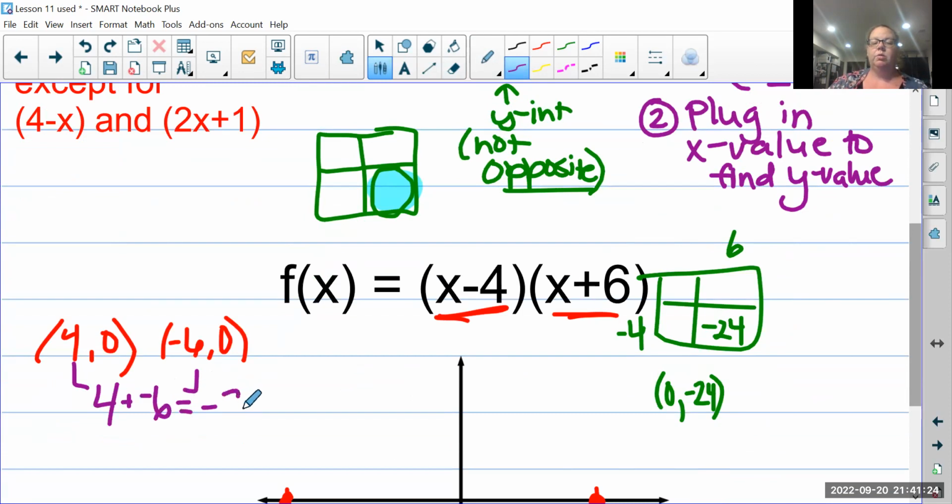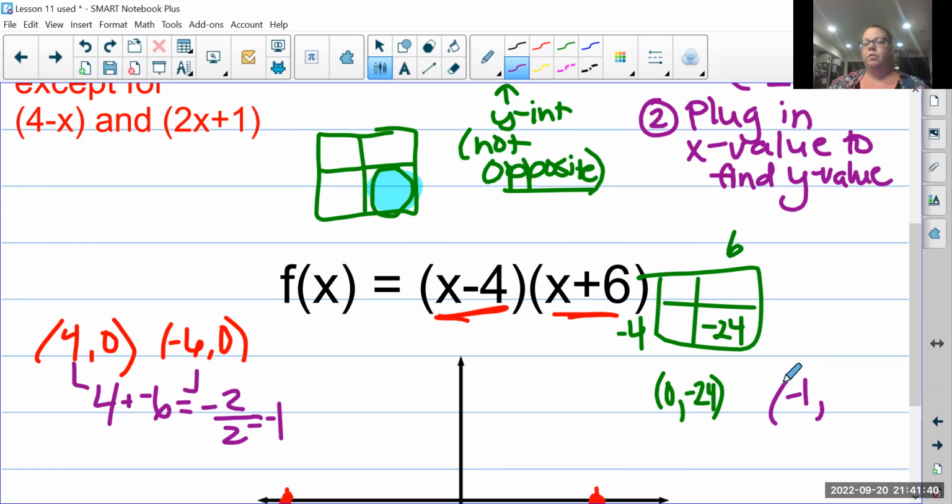That will give me negative 2. And then I divide by 2. So that will give me a negative 1. So for my vertex, I'm going to have a negative 1 as my x value. So I just take my x-intercepts, add them together, divide by 2.